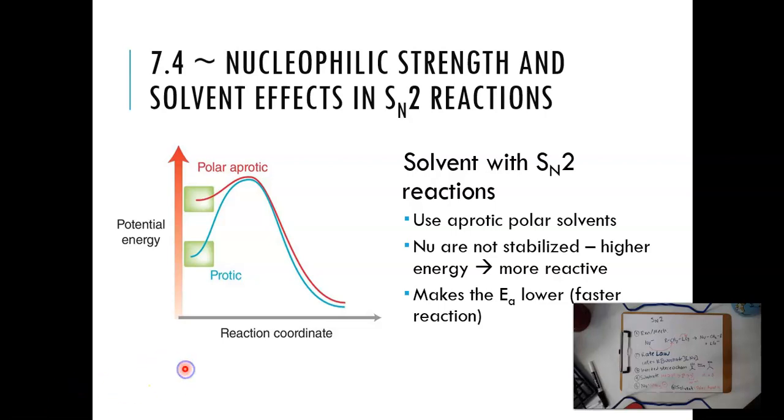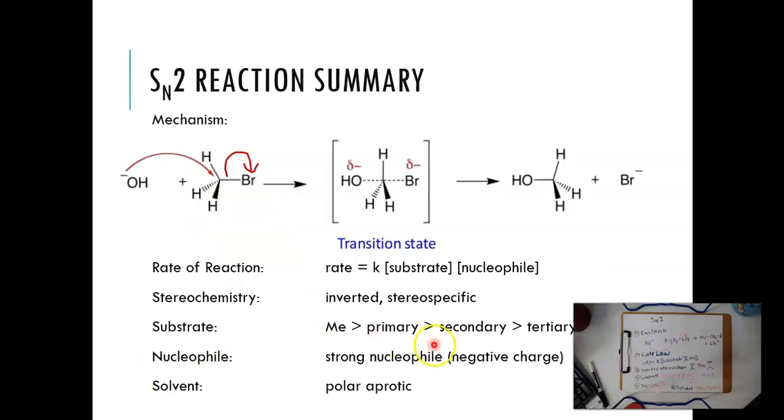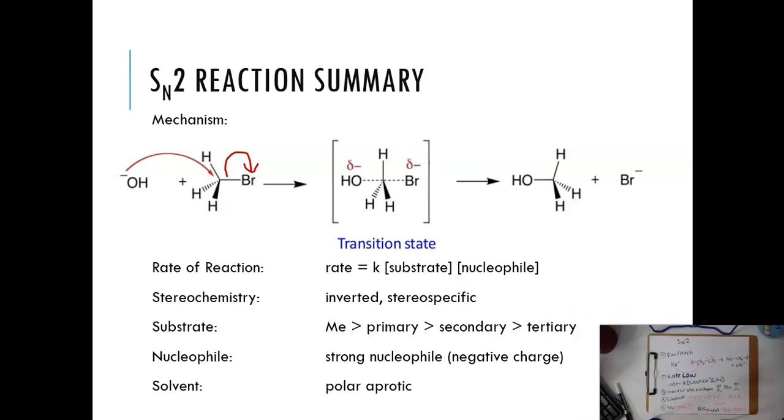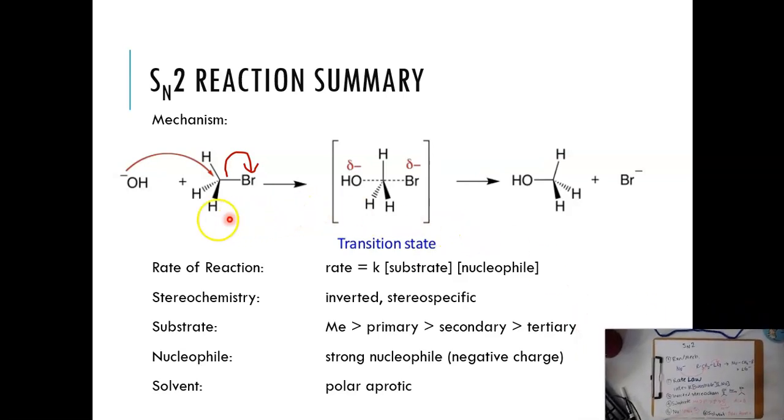And our last slide in this chapter then is essentially what I've been putting onto our clipboard down there. It's the summary of all of our information. So we have a good generic reaction here. We have our nucleophilic attack. We have our loss of our leaving group. We have our transition state showing the half formed and half broken bonds between our carbon and our oxygen nucleophile and our bromine leaving group. And then this is also showing that inverted stereochemistry.